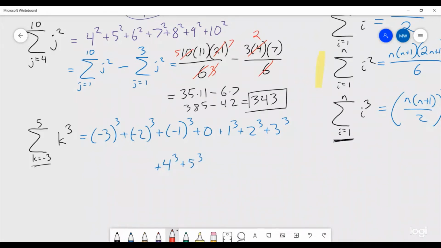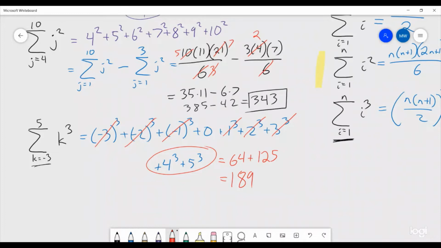Now, the interesting thing is, negative 3 cubed, that's negative 27. 3 cubed, that's positive 27. Those two cancel. 2 cubed and negative 2 cubed cancel. 1 cubed and negative 1 cubed, those cancel. So all we're left with is really those. So we just evaluate those. So that's 64 plus 125. We add those up and see what we get, and that is 189. Now that's similar to a telescoping series. I'm looking up those. There will probably be one or two of those on your test.